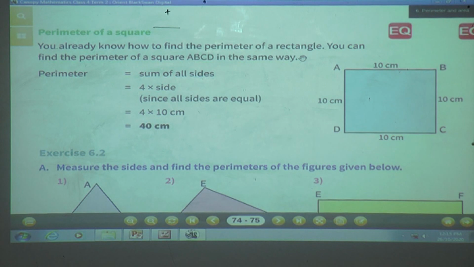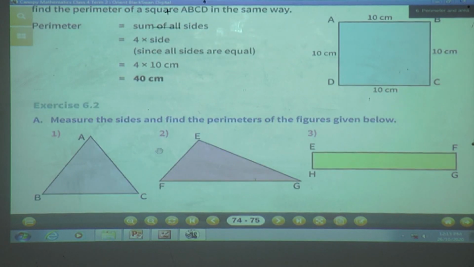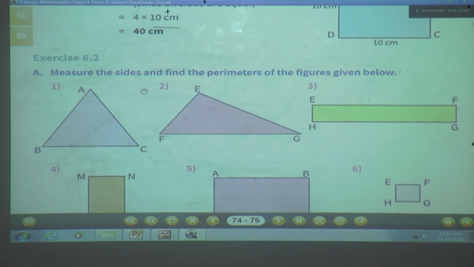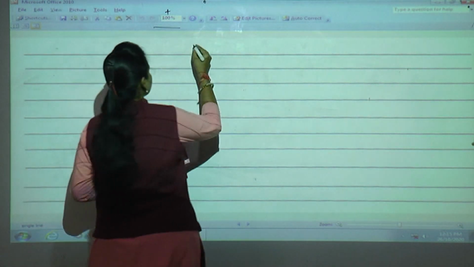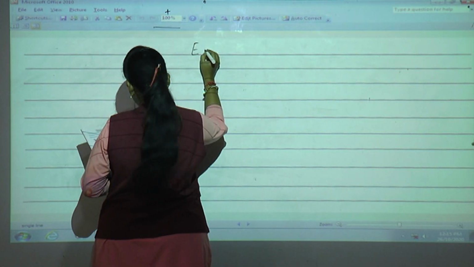Very good. Now we will solve our exercise 6.2. Now see here, measure the sides and find the perimeters of the figures given below. Now what you are going to do, you have to open the textbook. Come on, page number 75. Everyone open fast. Take out your ruler.